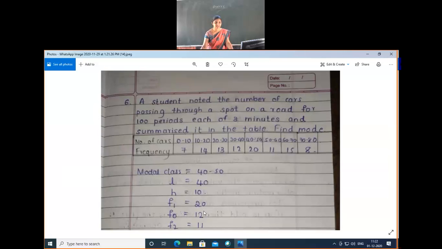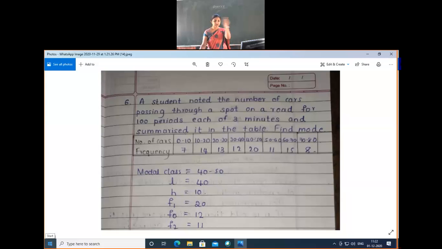Ma'am, explain the 6th one once. Okay. 6th problem, once again we have to explain. Okay, Anjali. So, 1 second students. That mode exercise, second exercise, sixth problem. Some students need the explanation for the sixth problem.